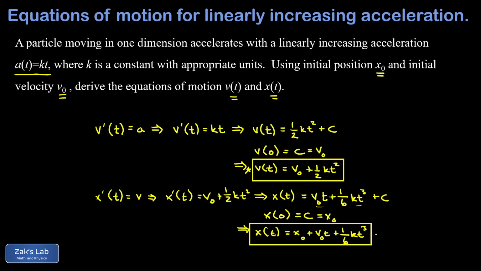We also remember that our position function was quadratic. It was x naught plus v naught t plus 1/2 at squared. And now it's cubic because we found two antiderivatives of a linear acceleration function.